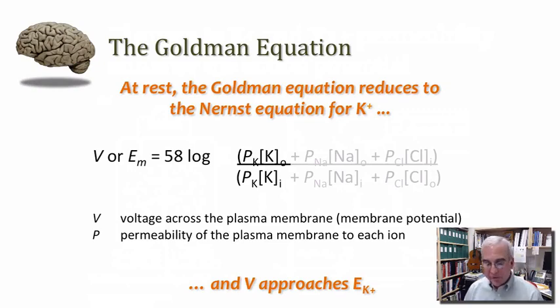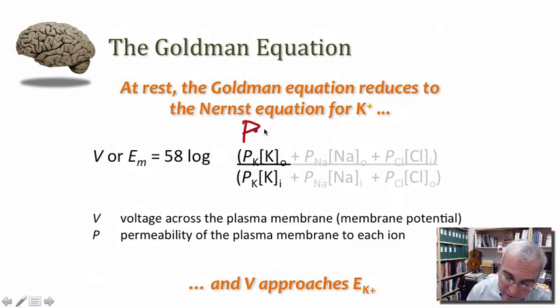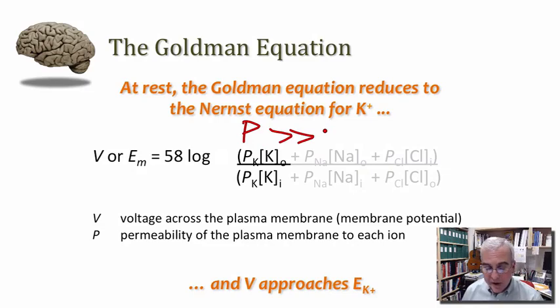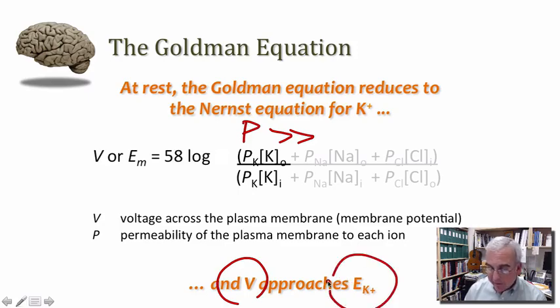At the resting state, the Goldman equation essentially reduces to the Nernst equation for potassium. That is, the permeability for potassium is so much greater than the permeability for these other ions that they basically disappear. And what we have then resembles the Nernst equilibrium potential for potassium. And predictably, the membrane potential then approaches that theoretical limit predicted by the Nernst equation for potassium.